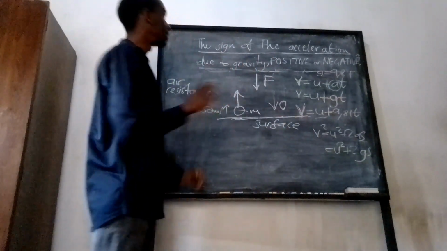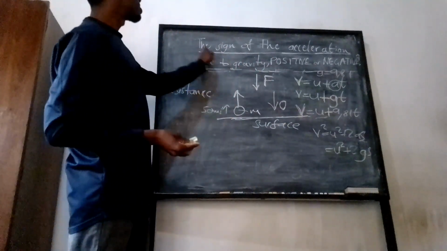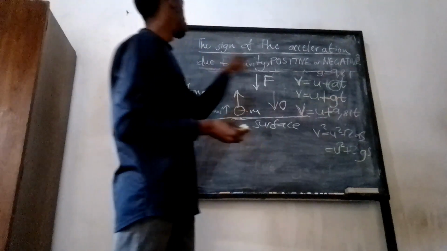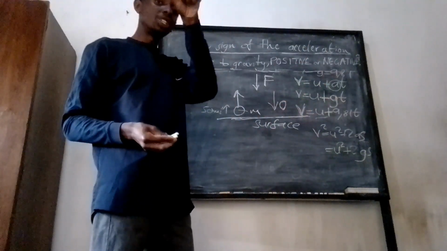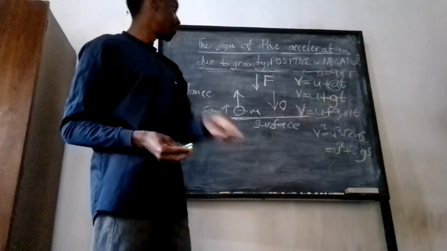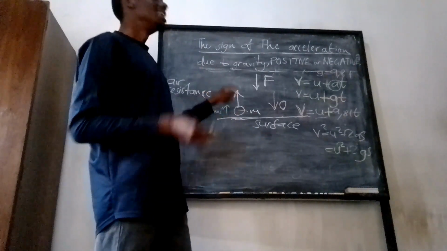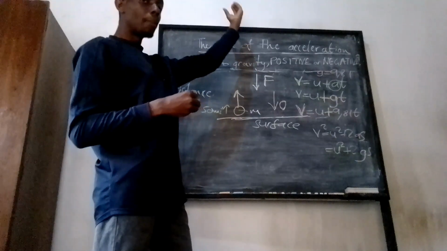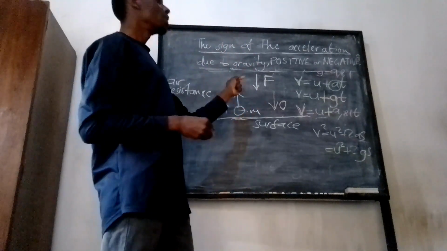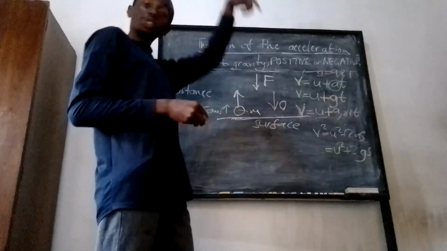Again, I'll repeat. Okay, now let me answer this question. The sign of the acceleration due to gravity, is it positive or negative? If you do not introduce a coordinate system and you work this way, it's negative if you're working with an object that has been thrown up. It's positive if you're working with an object that's falling or that's going down.